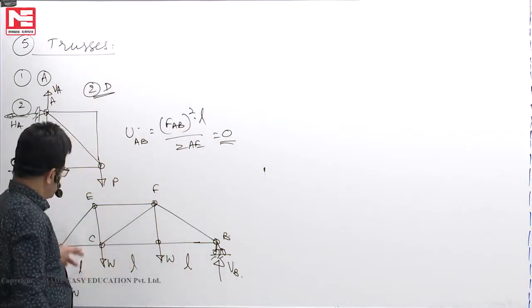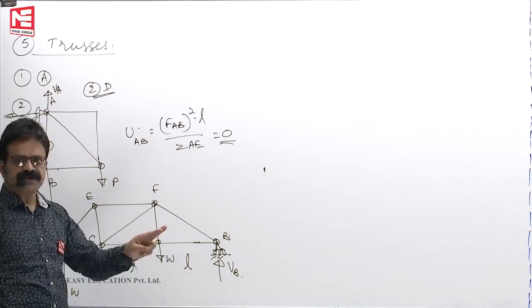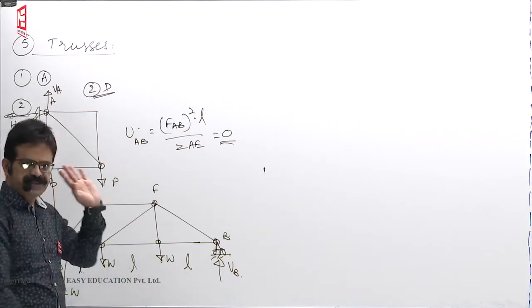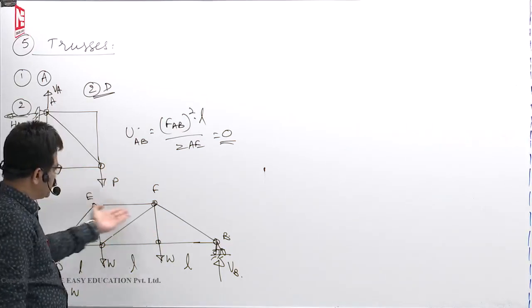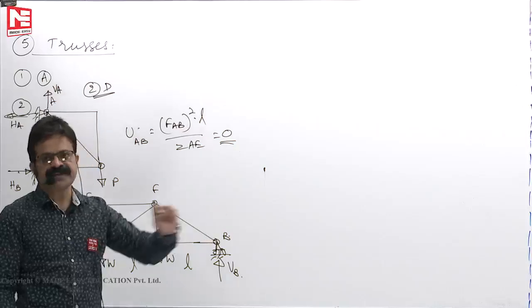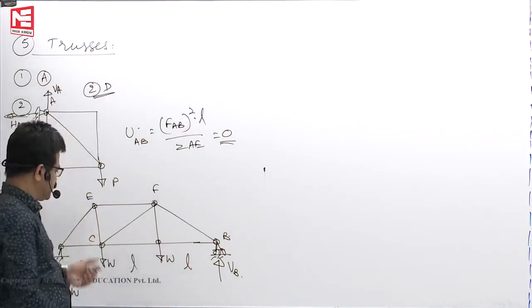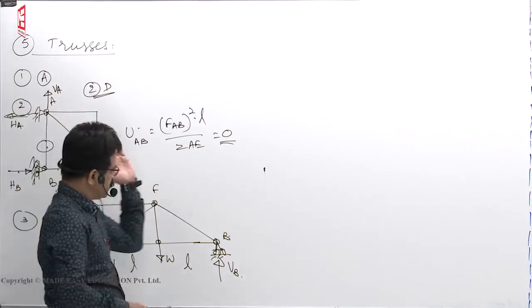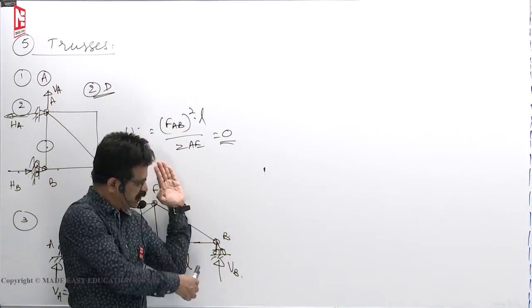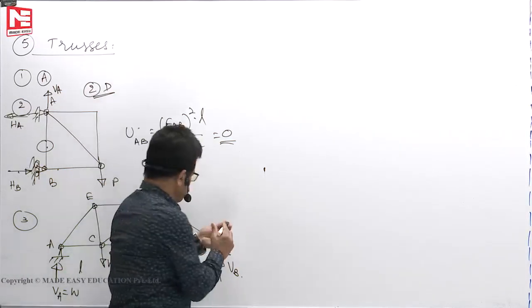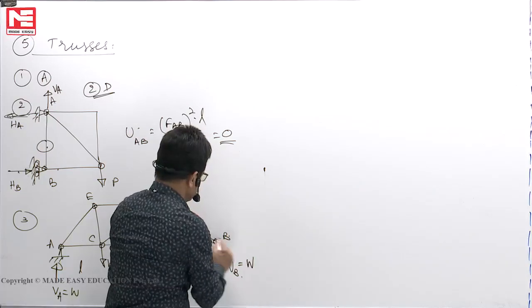See here, there are no 2 non-collinear members, so the first one is not there. Second one, there are no 3 members where 2 members are in line and force in the third member is 0, so nothing is there. Next, panel shear you see. First panel, cut a section here, VB. VB we know it is W.